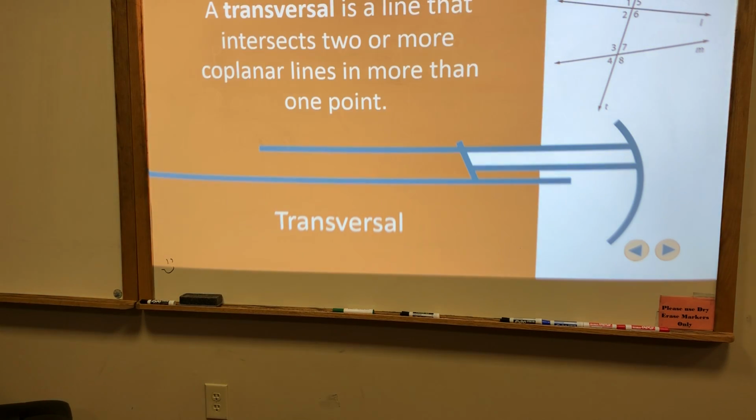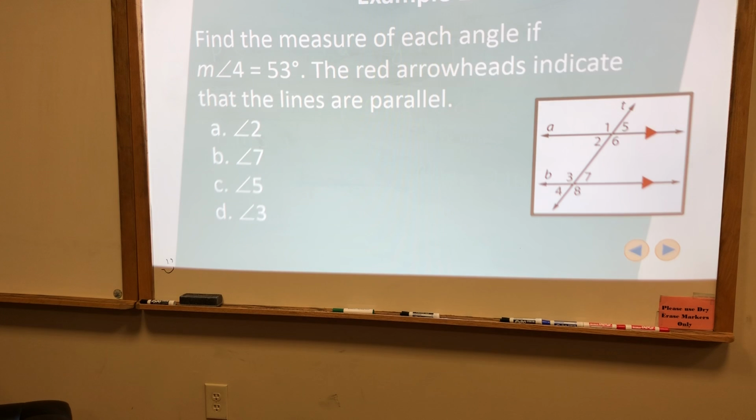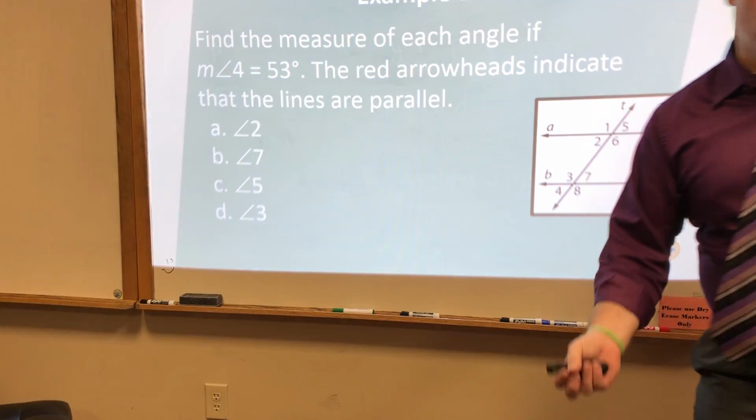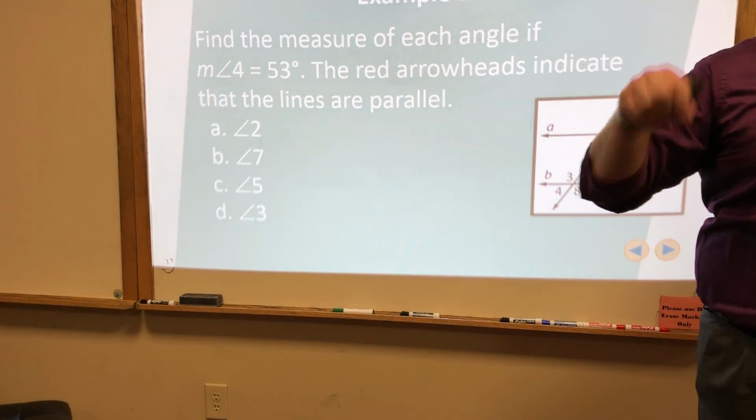All right. So, we're going to skip this transversal. That's not a huge deal. Now, let's look at this drawing. Find the measure of each angle if angle 4, right here, is 53. The red marks indicate parallel. Now remember what we just talked about, that if those corresponding angles are parallel.